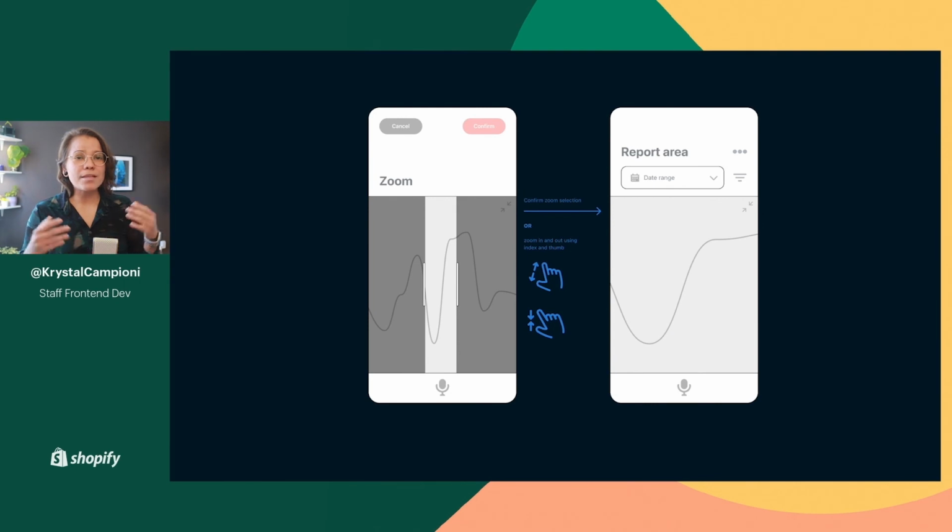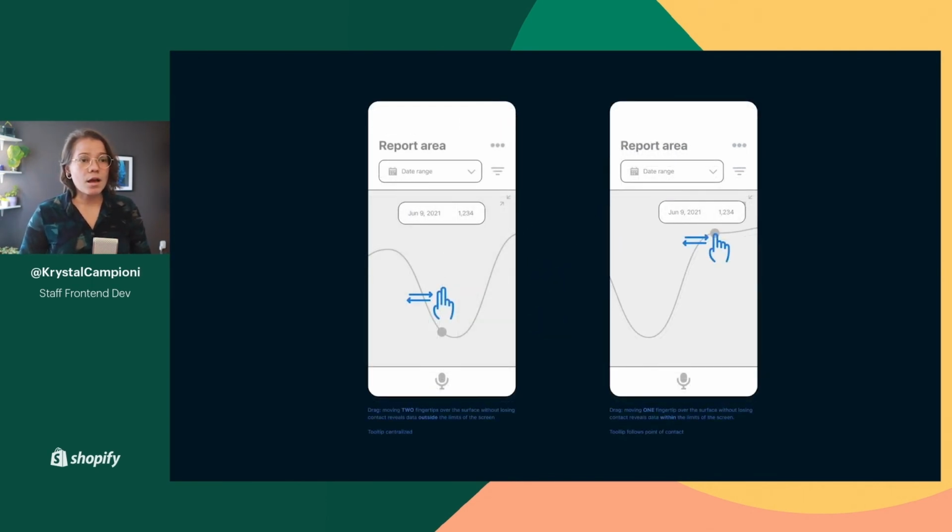So probably a better experience would be to have something like pinch gestures to zoom into a specific period of data, or zoom out and see more data points on the screen. We could use, for example, two fingers to scroll to see the data that is outside of the screen, or one finger to explore the data that is already visible. And we could have a fixed tooltip on the top of the screen that is not going to be hidden below my finger.